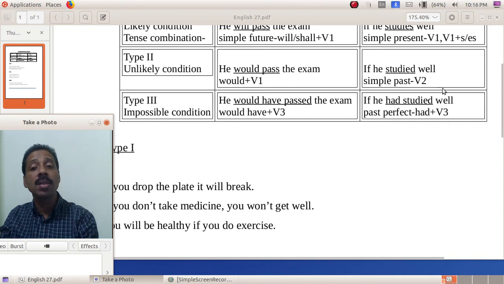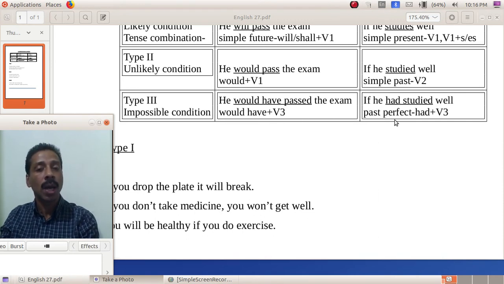If he had studied well, he would have passed the examination, or he would have passed the examination if he had studied well. So what does it mean? If he had studied well means he didn't study, and as he didn't study, what happened? He didn't pass the examination. So this is completely over, or it is past, so it becomes impossible.